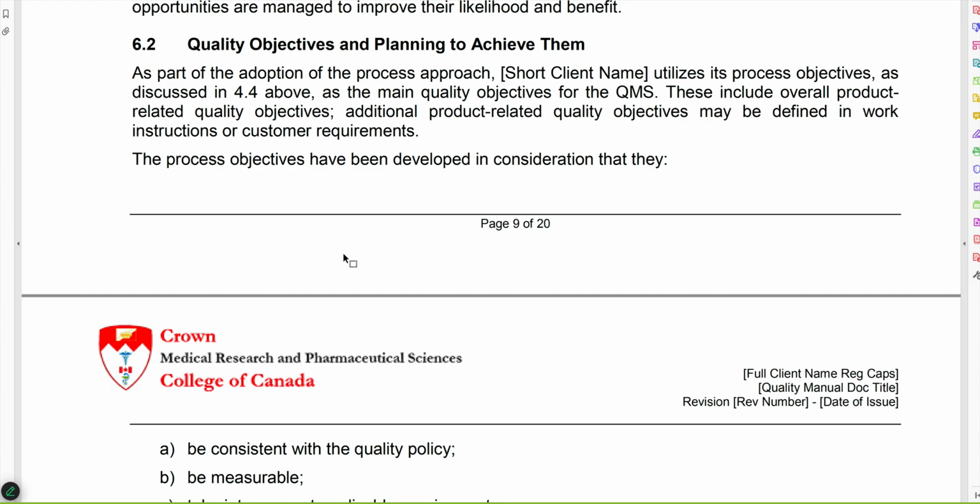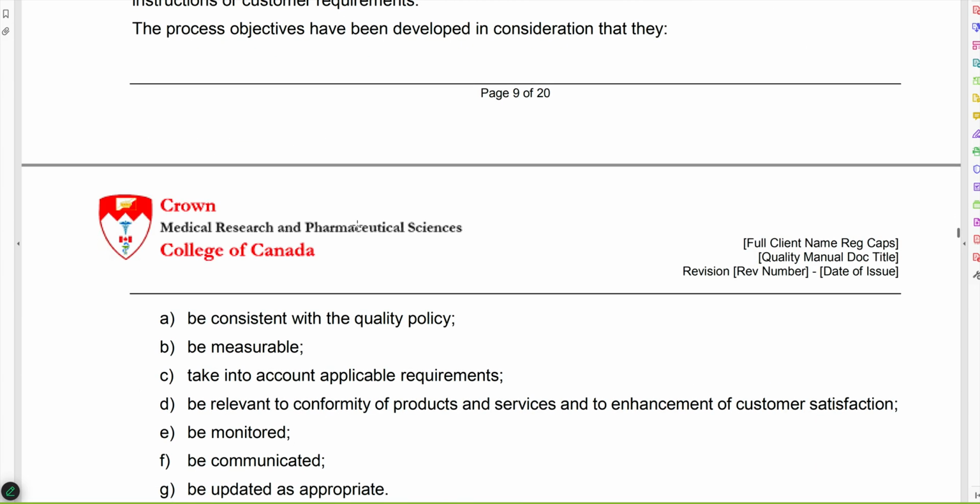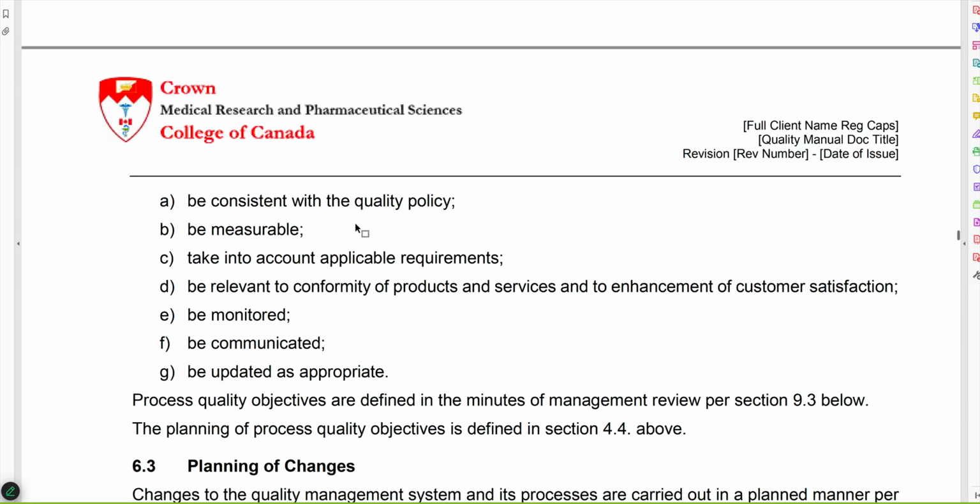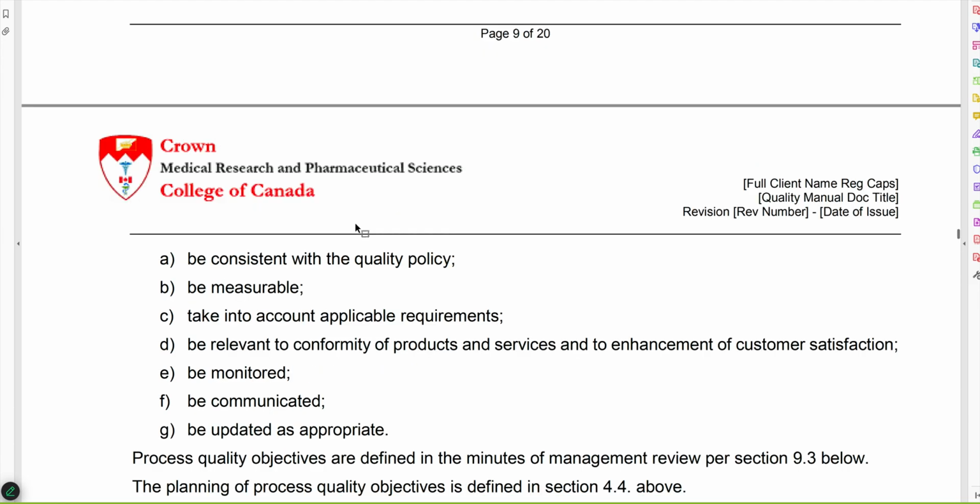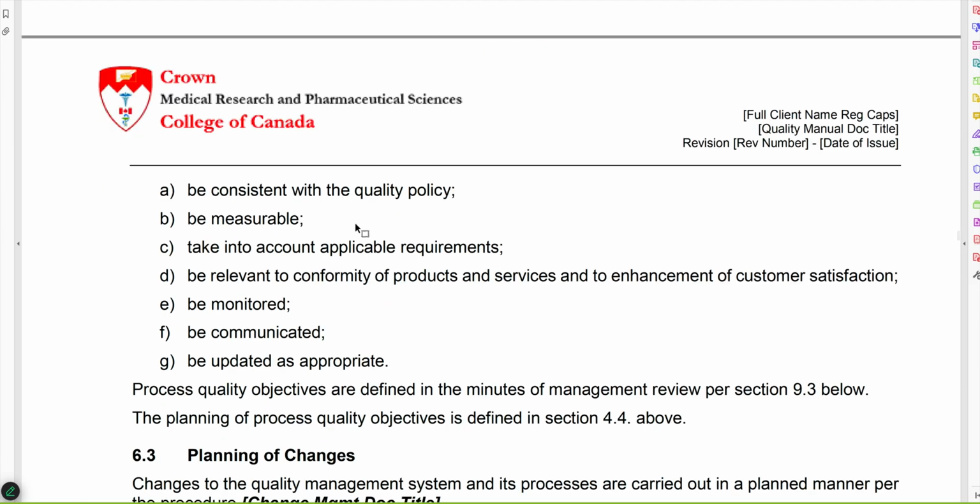Now in section 6.2, we have to write about the quality objectives and planning how to achieve them. So here the management is going to write down about the policies, and then they say that there are process objectives that have been developed. So what are those, so that we are going to achieve the quality objectives? These are the following. These are the processes that are added and the company owns. One of them is to be consistent with the quality policy.